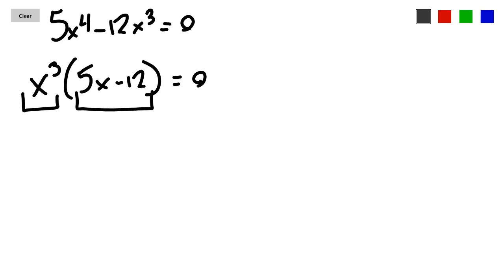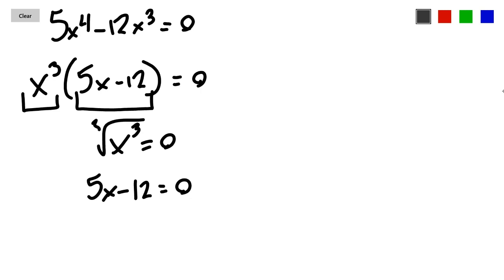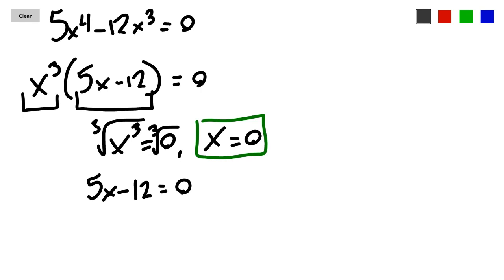Similar to how we solve the quadratic equation by factoring, we set each of the factors equal to 0. So I have x cubed is equal to 0, and 5x minus 12 is equal to 0. The first one is easy. You just take the cube root of both sides, and the cube root of 0 is 0, so x is equal to 0 for the first answer. This makes sense because if you plug 0 back into the equation, both of the terms are going to cancel, and you're just going to end up with 0 again.